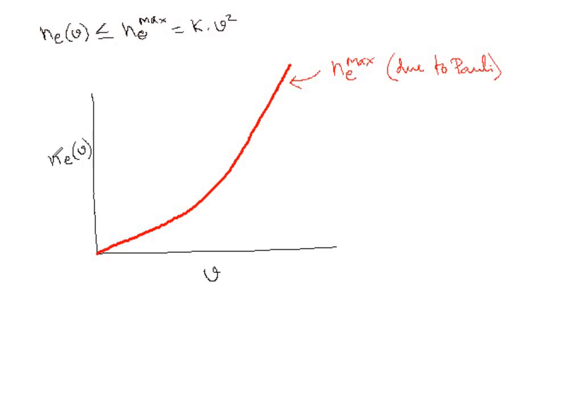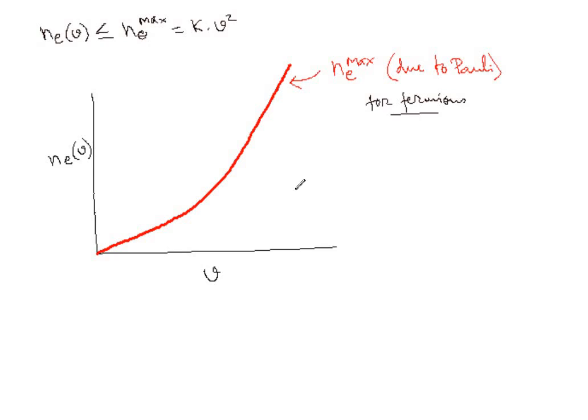So this means that in the NE versus v plot we will have a parabola, something like this, and this is basically because of Pauli's exclusion principle. The very existence of the red line here is because of fermions only. So this is for fermions.